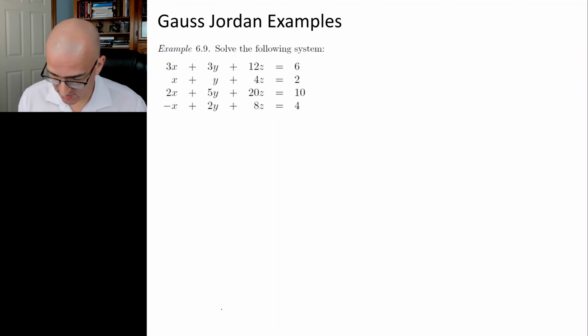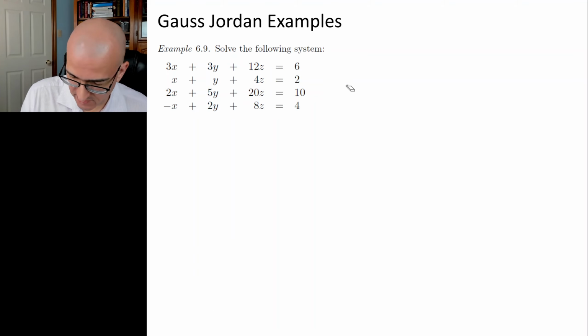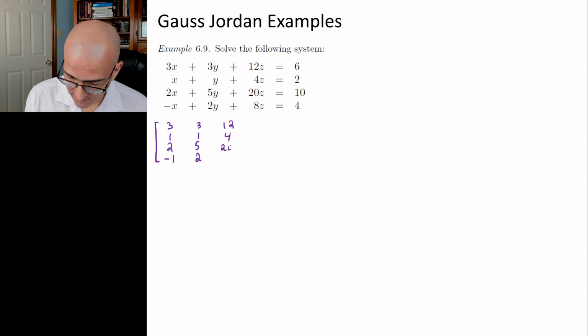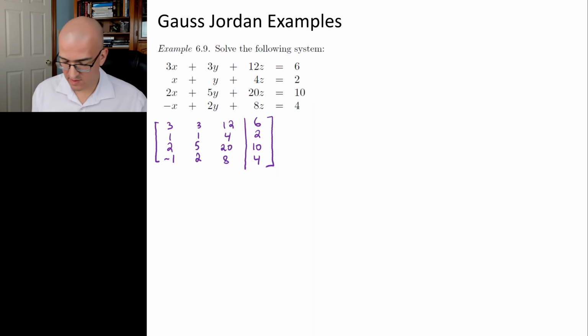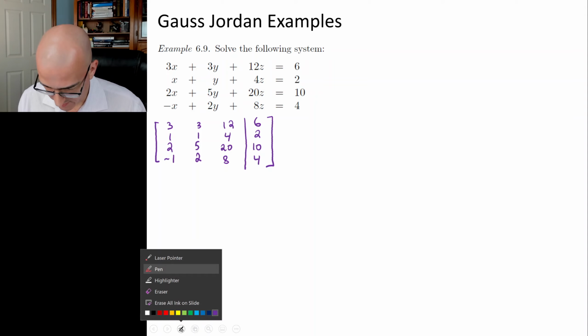Anyway, my first step is going to be to convert this. I'll do it underneath. I'm going to convert this into a matrix, column by column. So 3, 1, 2, minus 1, 3, 1, 5, 2, 12, 4, 28, vertical line, 6, 2, 10, 4. All right.